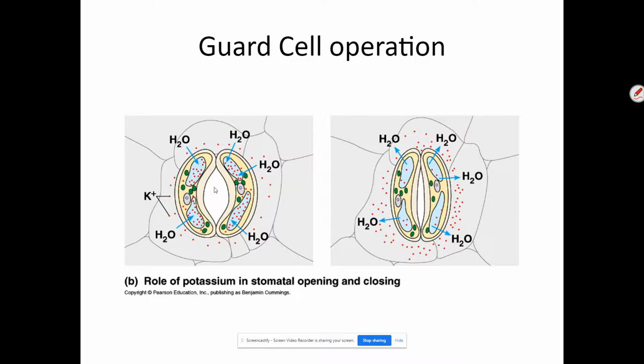If the leaf needs to close those openings, it will do the exact opposite. It will expel the potassium, thus causing water to chase out after the potassium, thus causing those openings to close. And so if a plant needs to close its openings in order to preserve water, it can do that. If it needs to open them in order to let water out and thus let CO2 in also, don't forget that, then they will do that.